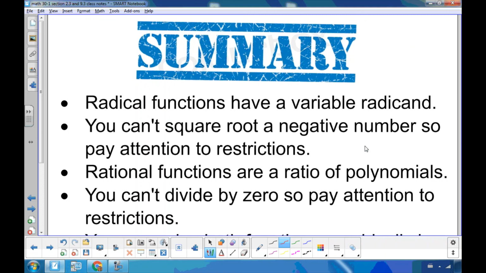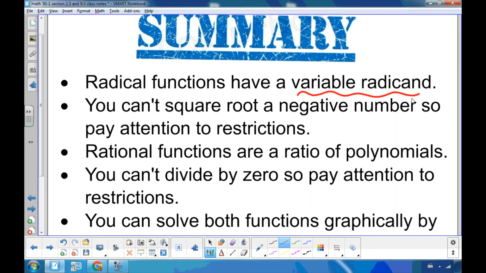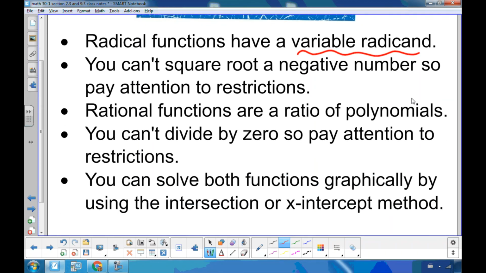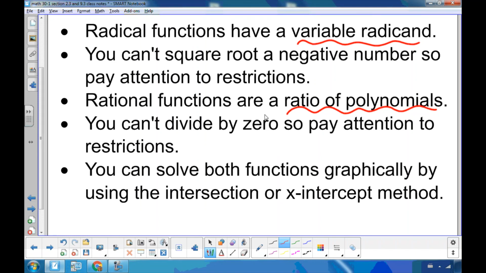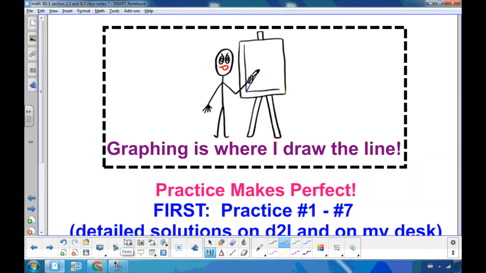To summarize, radical functions, besides being really cool, have variables in the radicand. Remember, you can't square root a negative, so I always want you to pay attention to those restrictions. Rational functions are a ratio of polynomials. Also remember, you can't divide by 0, so you want to pay attention to those restrictions. Now you can solve these functions graphically by using method 1 or method 2, and you can also solve them algebraically using what we learned in 20-1. So this lesson on graphing is really important, and you could say graphing is where I draw the line.